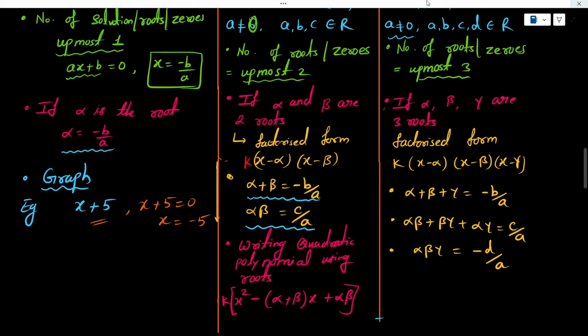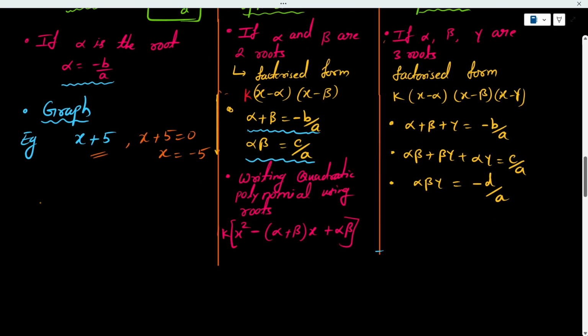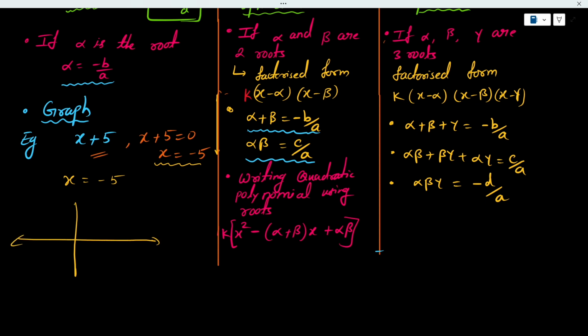Because there is 1. Which kind of graph do you get? Your graph is always going to be a straight line here, because if you solve this x plus 5, what is the zero here? x equals minus 5. And on the graph, you are going to get x equals minus 5. How are you going to get it? 1, 2, 3, 4, 5. It is going to be parallel to the y-axis, because x is equal to minus 5.